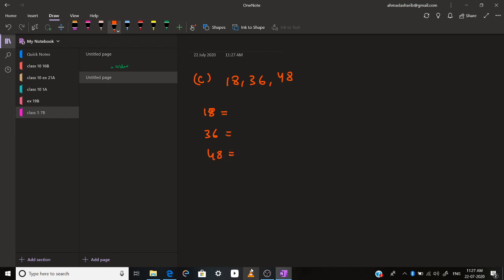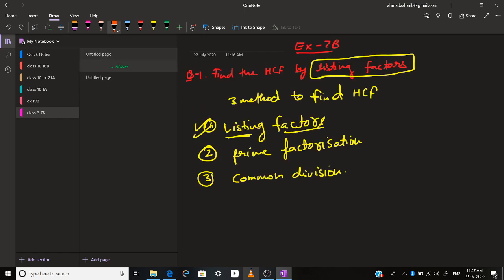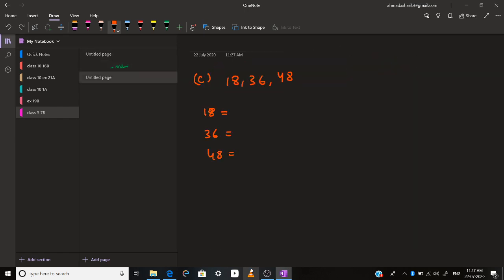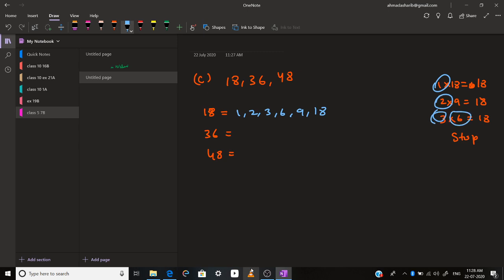So the factor of 18 I have written earlier, but I have to do it again. So 1 into 18 is equal to 18. 2 into 9 is equal to 18. Then 3 into 6 is equal to 18. Then in the 4 table 18 doesn't come, 5 and 6 is here already written, so stop here. So the factor of 18 is what? 1, 2, 3, 6, 9, 18.